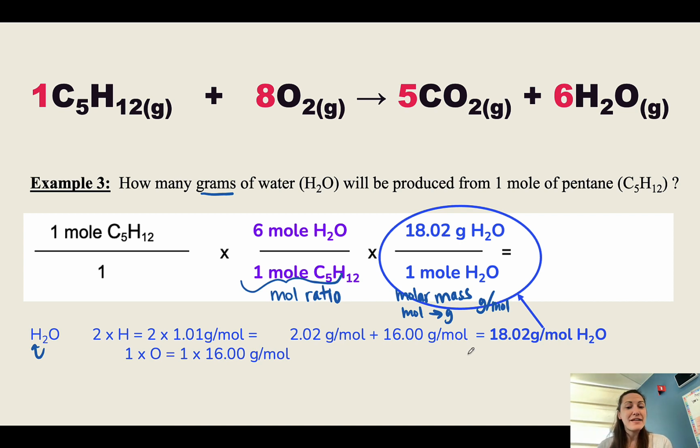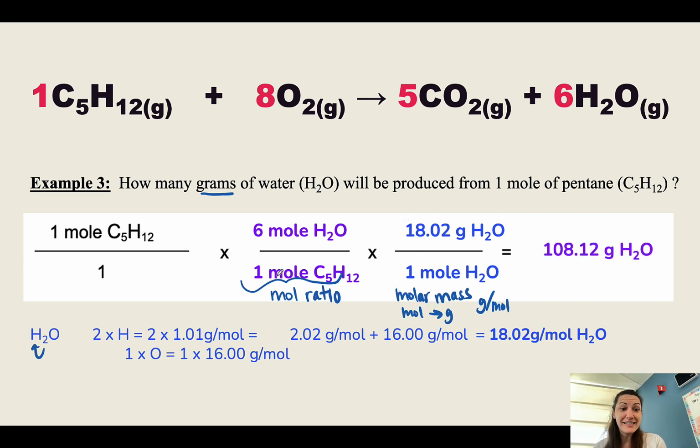And then to solve this out, we're going to multiply all the numbers across the top, and in this case, just divide by 1. Any number divided by 1 is just itself. So we get 108.12 grams of H2O.